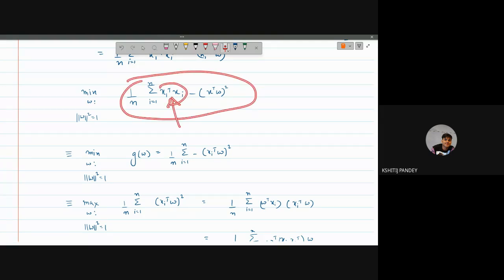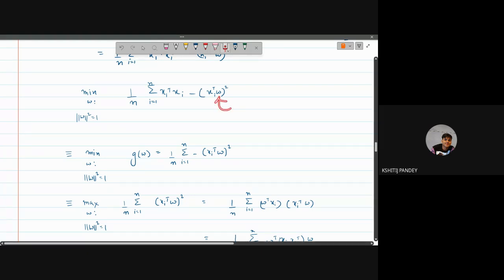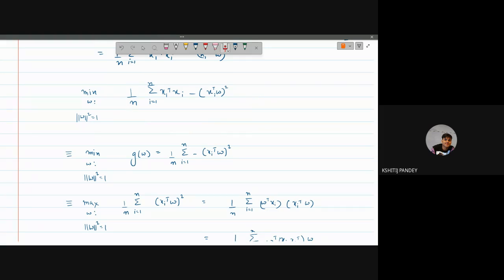This quantity depends on the data set, and this W here is in our hand. Only this W is in our hand. Let me write I here. Yes, this is the I. So when you want to minimize this entire quantity, you can leave this part because it is not in your hand. You can only do something with this. So this quantity we want to minimize.